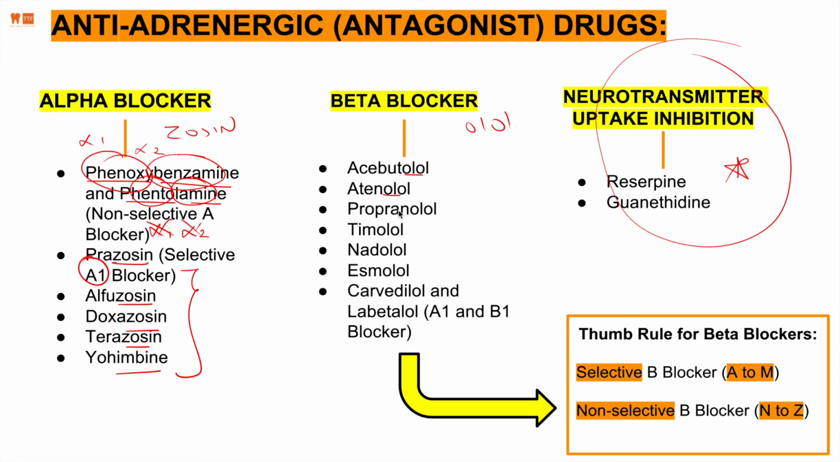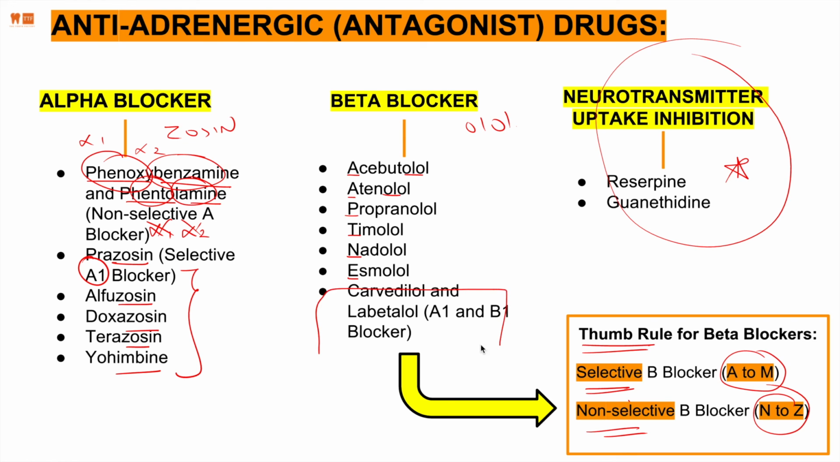Okay, and beta blockers. We know that they're all olols, right? But there's a little trick to it. The thumb rule for beta blockers is that the selective beta blockers are A to M in first name letters and non-selective are N to Z. Whoa, what does that mean? Well, any beta blocker that starts with A, E, these are A to M, right? There's another one called metoprolol, and those are selective beta blockers. However, non-selective beta blockers are N to Z, such as timolol, nadolol, propranolol, right? These are non-selective, so remember that thumb rule.